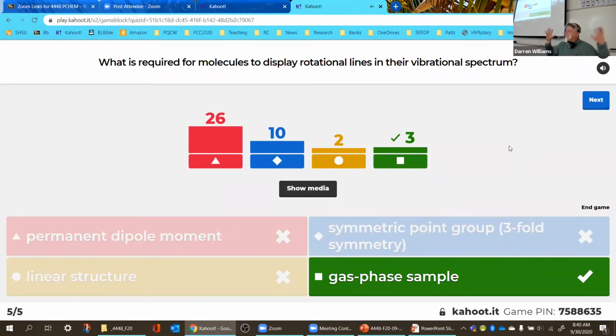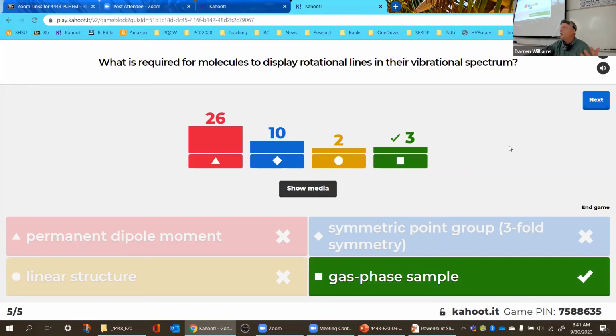You have to have molecules in the gas phase to show this pure rovibrational phenomenon, because they need to be able to freely rotate. If it's a liquid or a solid, you won't see this fine structure because they're jamming into each other and they won't rotate freely. So this is a gas phase phenomenon. That's why I talk about atmospheric research, because we've got gas phase molecules.